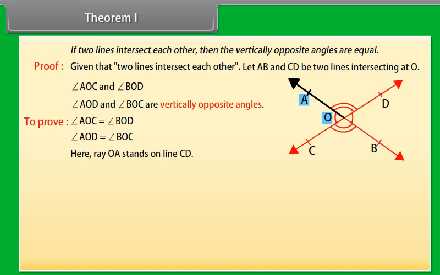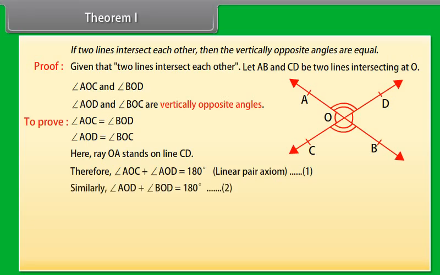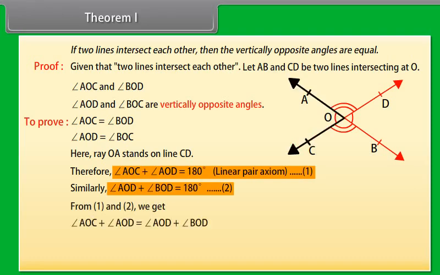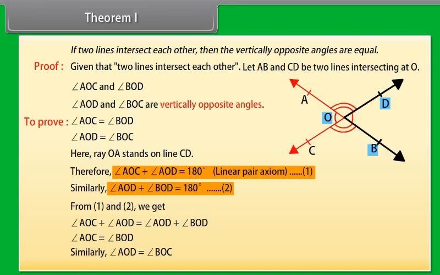Now, ray OA stands on line CD. Therefore, angle AOC plus angle AOD is 180 degrees, linear pair axiom, mark it as 1. Similarly, angle AOD plus angle BOD is equal to 180 degrees. Mark it as 2. From 1 and 2 we can write angle AOC plus angle AOD is equal to angle AOD plus angle BOD. This implies that angle AOC is equal to angle BOD. Similarly, it can be proved that angle AOD is equal to angle BOC.